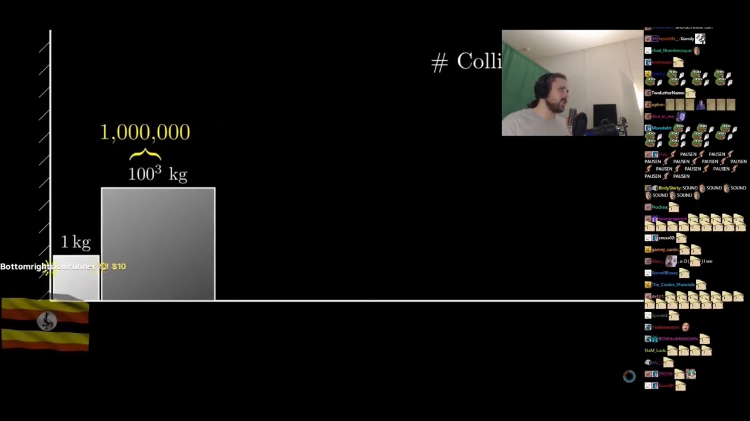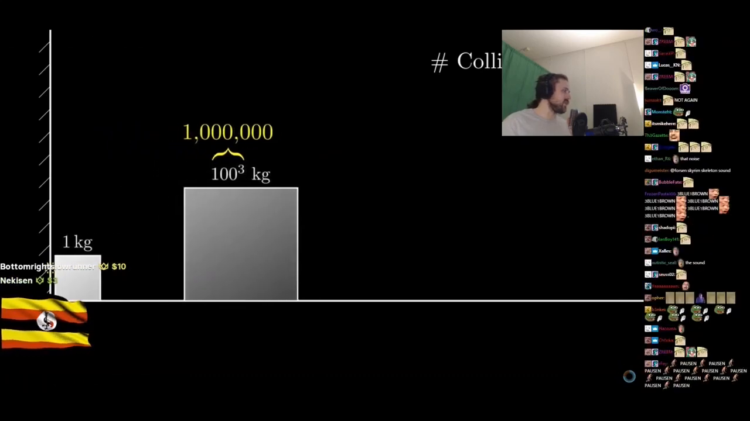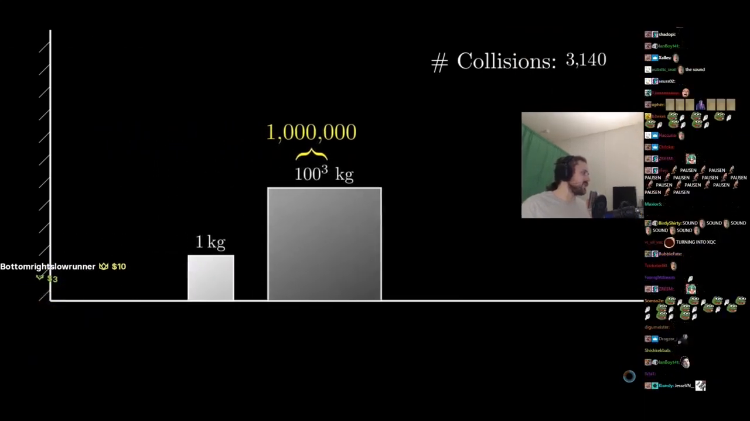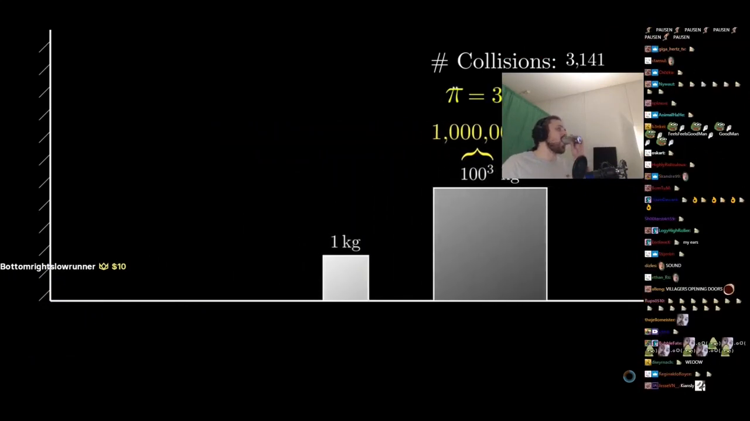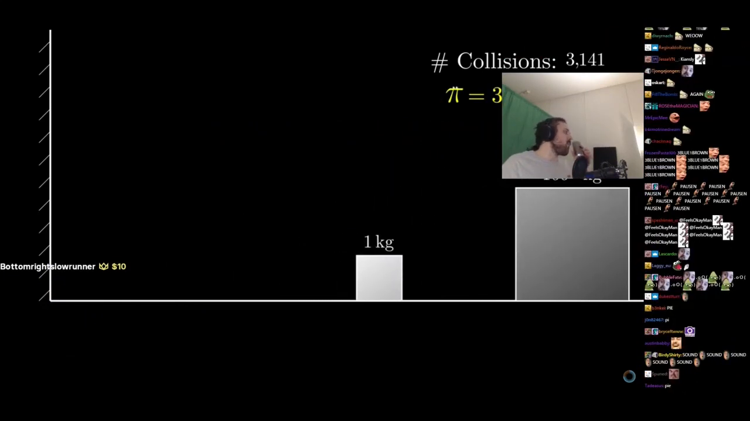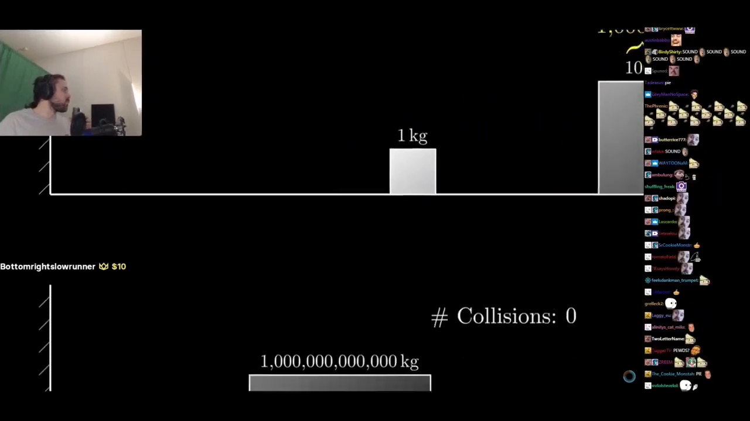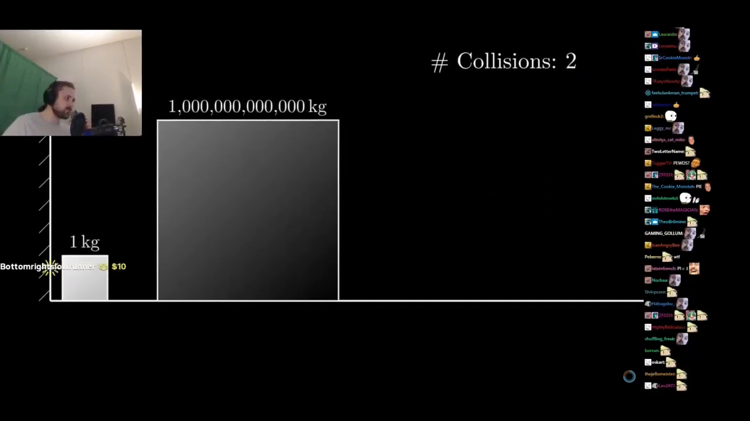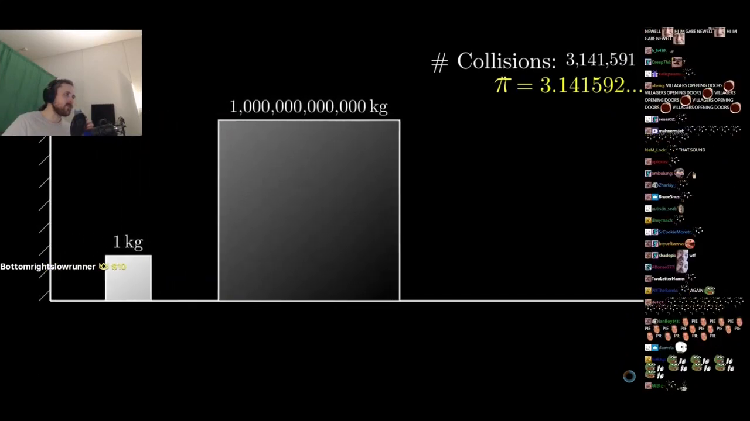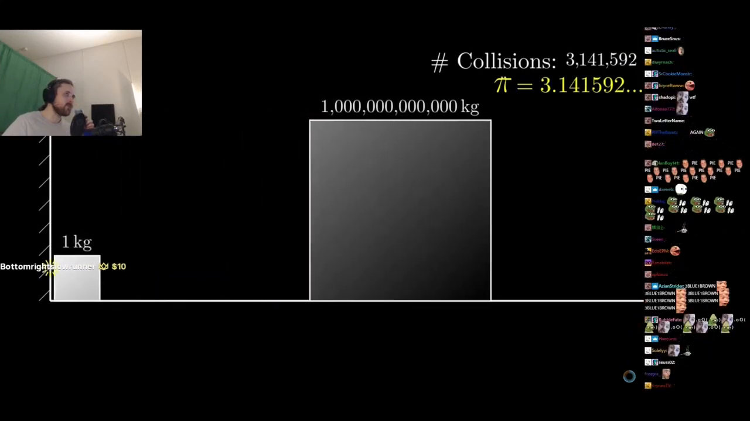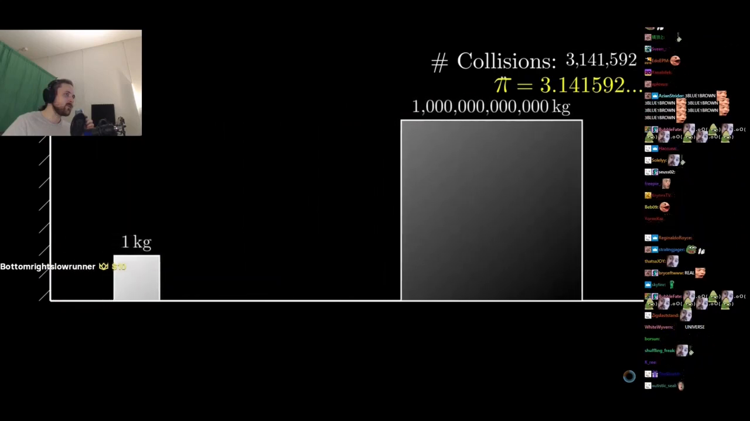An insanely surprising fact popped out. The total number of collisions, including those between the second mass and the wall, has the same starting digits as pi. In this example, that's 3,141 collisions. If that first block was 1,000,000,000 times the mass, it would be 3,141,592 collisions before this happens, almost all of which happen in one huge, unrealistic burst.